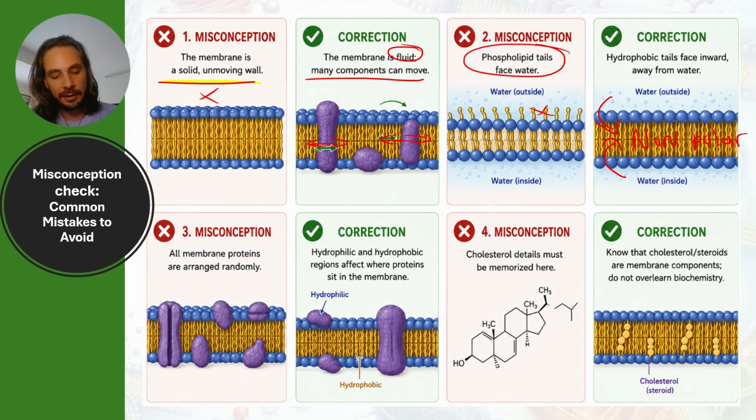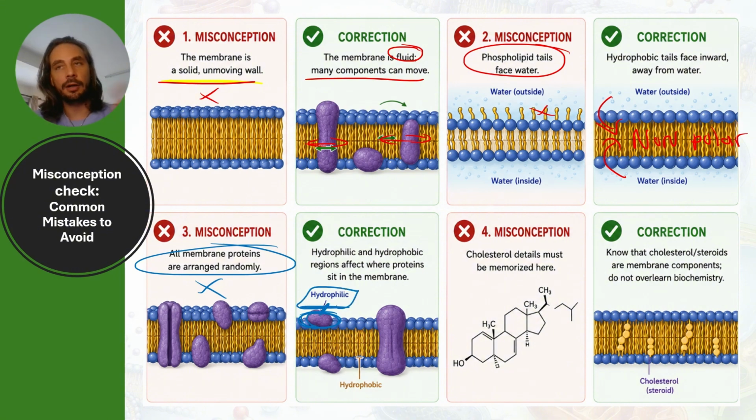Another misconception is that proteins are arranged randomly. No. Proteins are arranged based on their chemical properties. So proteins would arrange themselves with the hydrophilic parts being in contact with water. And then these hydrophobic parts, okay, these hydrophobic parts would be in contact with the hydrophobic fatty acid tails.